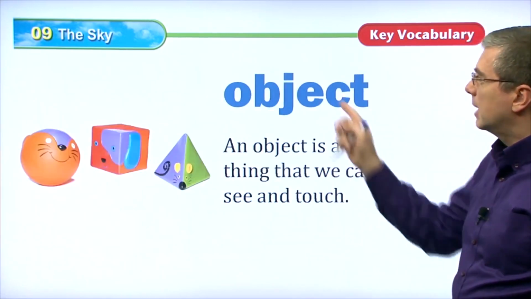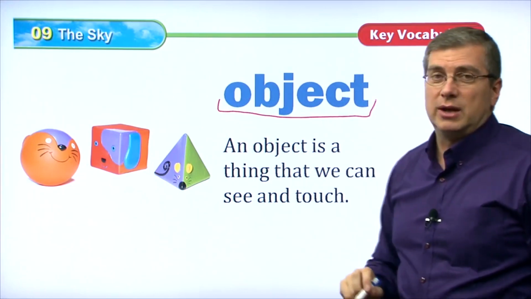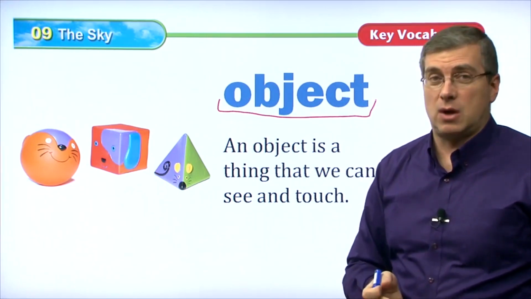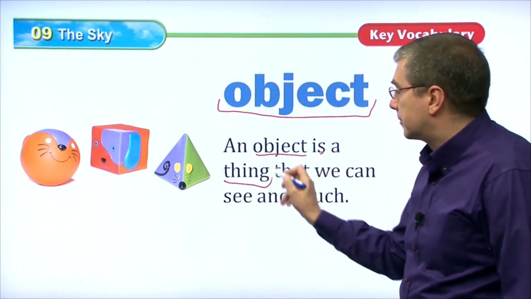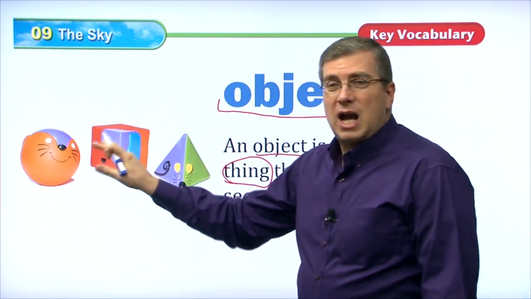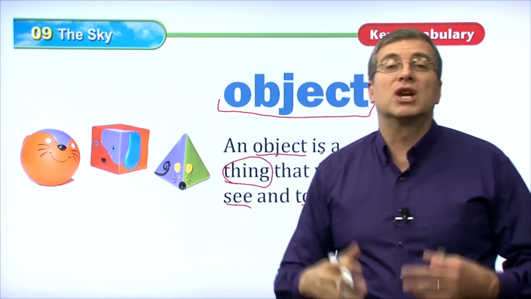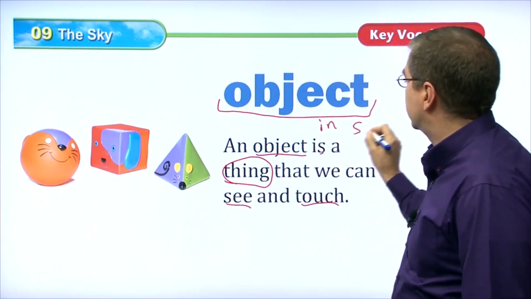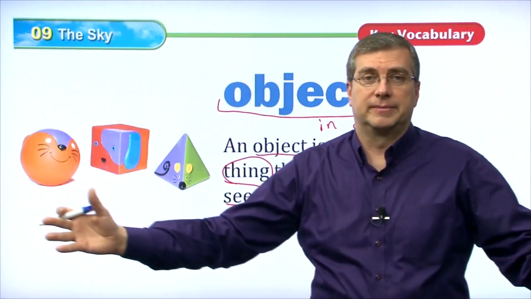We've used this word quite a bit: object. We said the moon is an object, the sun is an object, planets are objects. An object is a thing that we can see and touch. It's matter. It has some substance to it. This is important when we talk about an object in space, especially when we talk about outer space.